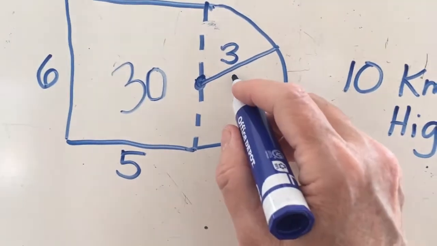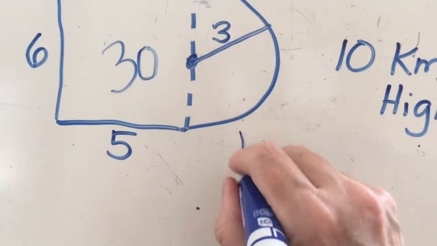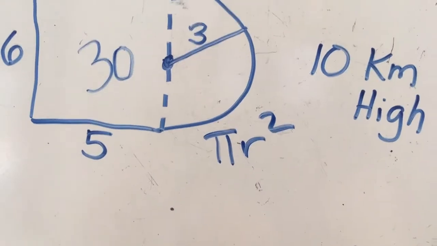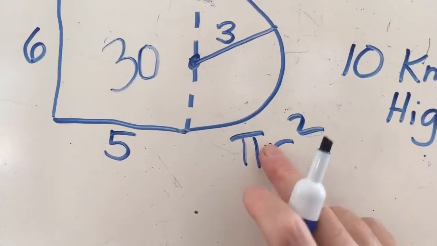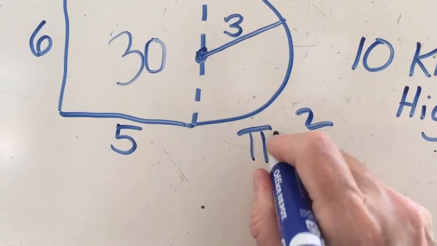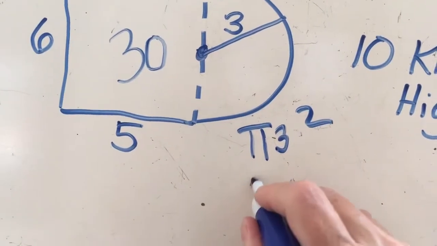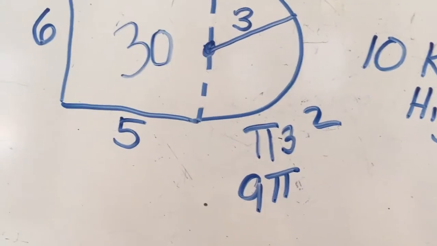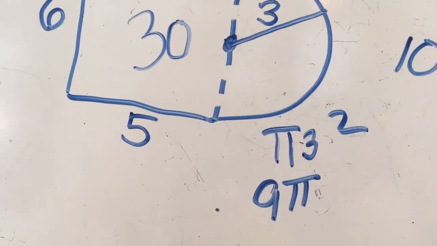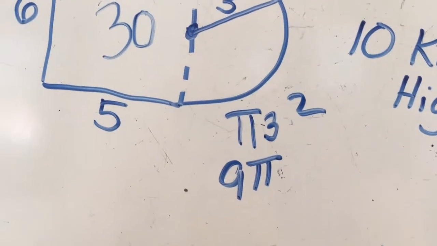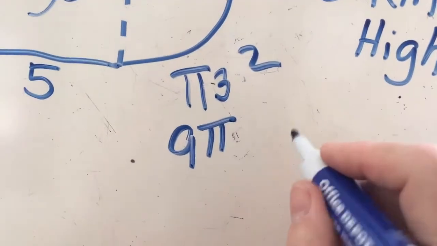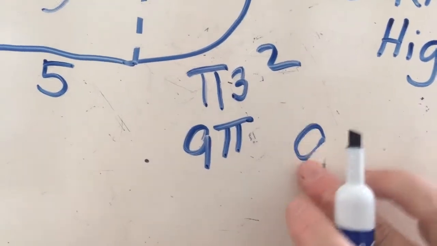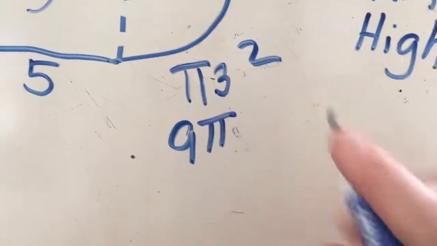And then the area of a circle is pi r squared, right? That's the area of a circle. And so our r is 3. So I get pi times 3 squared, but 3 squared is 9. So I get 9 pi. And we're doing an approximation here, so we're going to go ahead and multiply 9 pi out. And we're going to use 3.14.